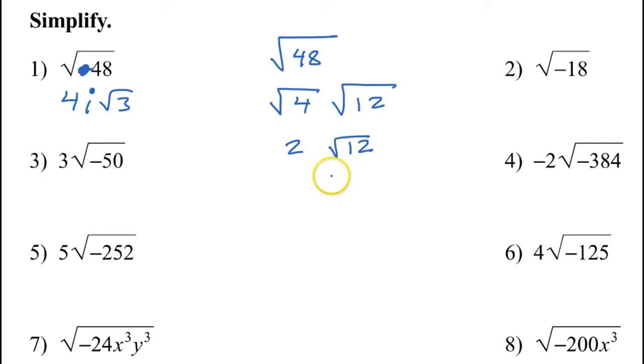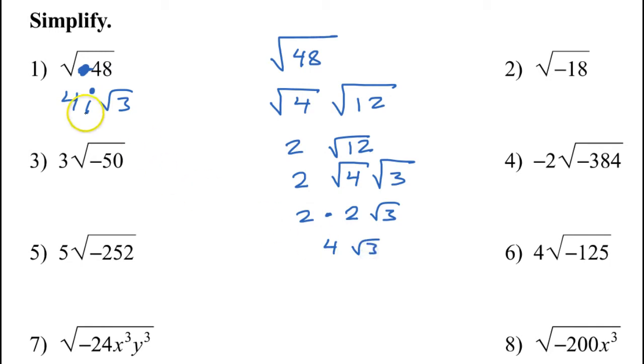Looking at the 12, if we try to simplify this further, again looking for a perfect square that divides evenly, 4 goes into 12 again. 4 times 3. Now, I've still got this 2 in the front. I'm just going to bring that down. The square root of 4 is 2, so then I have 2 radical 3. I'm going to bring down this 2. This is multiplication that's happening here. All of this is multiplication. So that's why I get 4 radical 3, which is the same thing I had before.